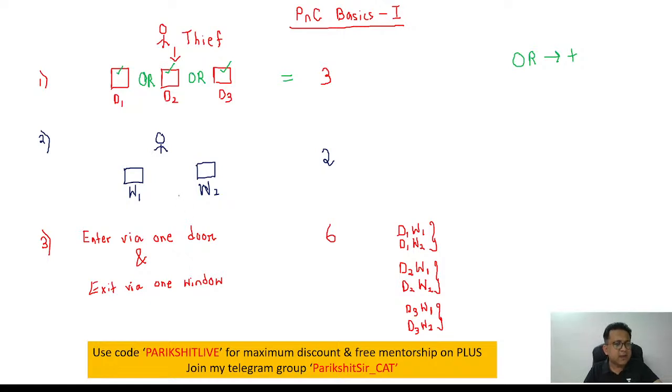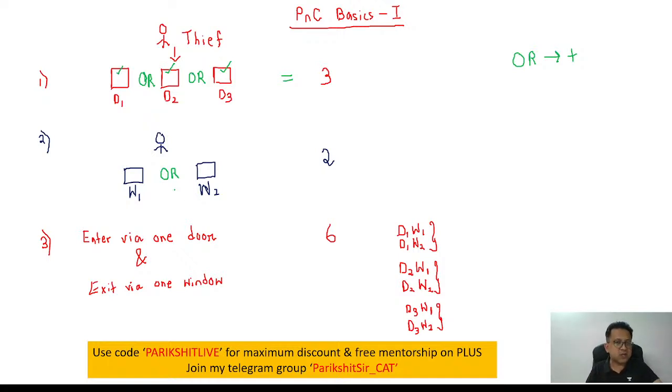What was the funda? In how many ways can the thief exit via one of the windows? So you can exit via W1 or you can exit via W2. Again, two ways.